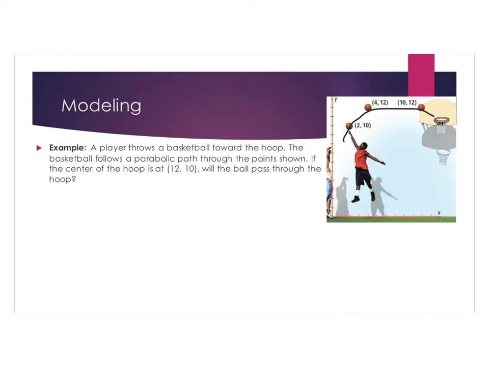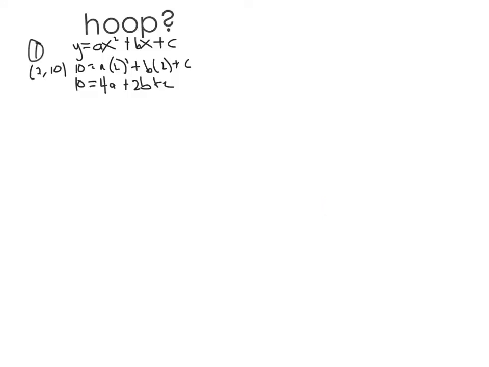So we're going to do the same process we did in the previous example. The first thing we're going to do is substitute the three ordered pairs given to us in the picture into y equals ax squared plus bx plus c. Hopefully you found the first equation to be 10 equals 4a plus 2b plus c.